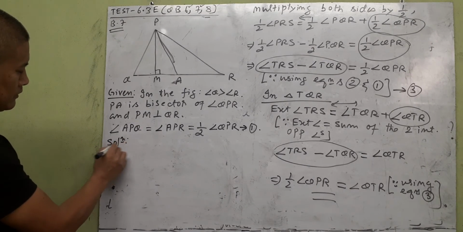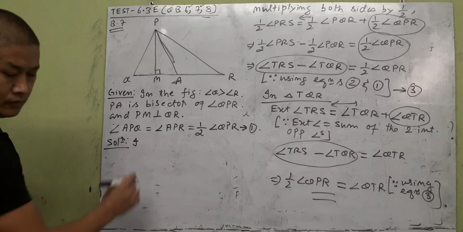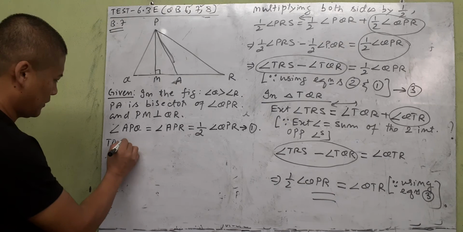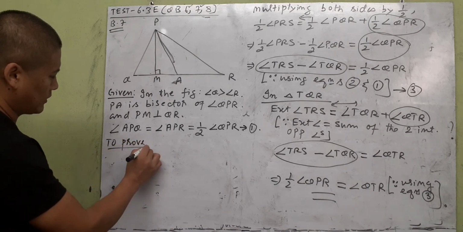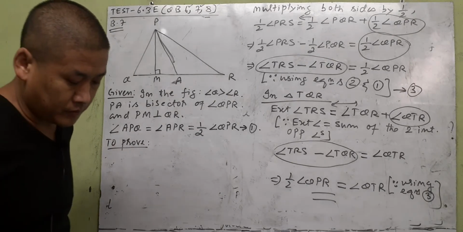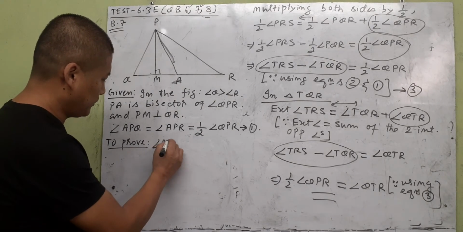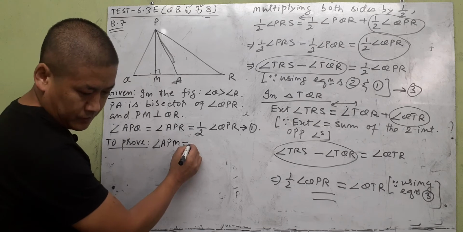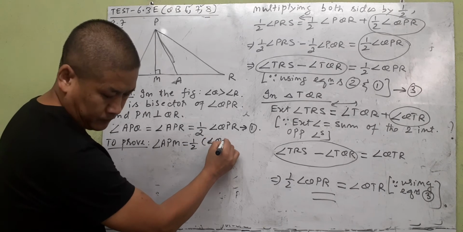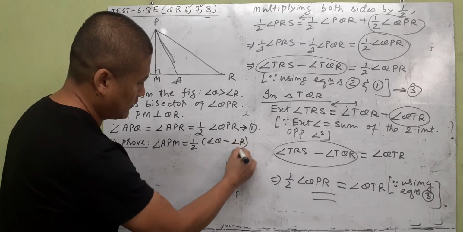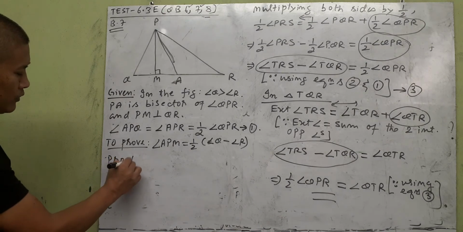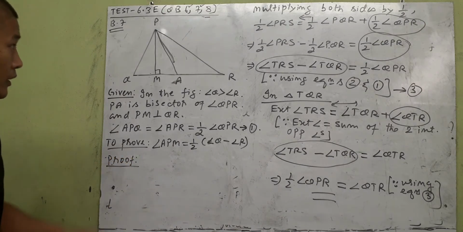Now let us start the solution, the proof. I think this is a question to prove. So it's good to go like this to prove, which is not an absolute necessity, but the normal way of doing proving sums. Okay, so angle APM is equal to half of angle Q minus angle R. So we have to prove that. So let us start the proof. Go about it slowly.